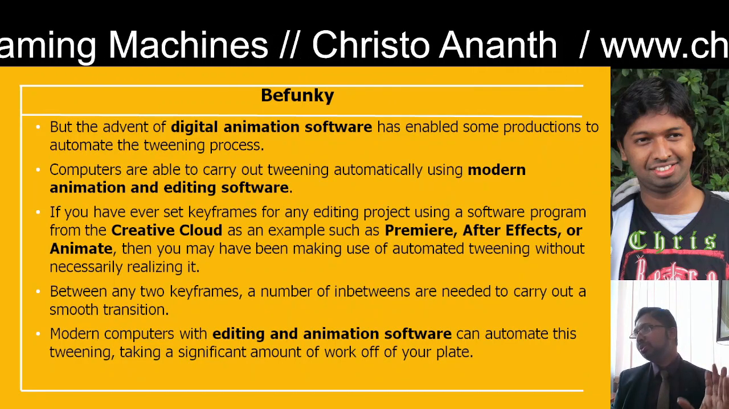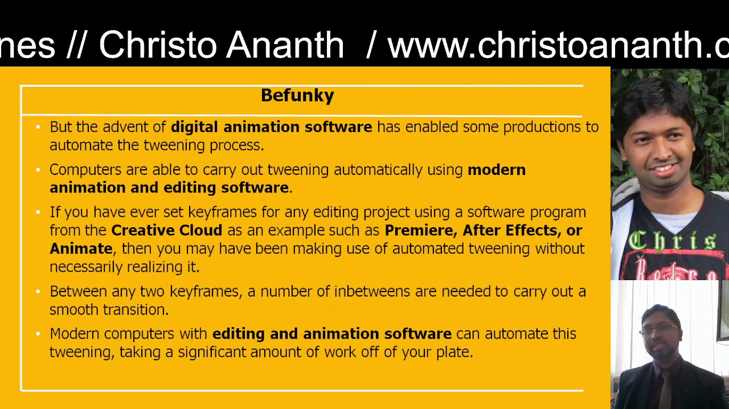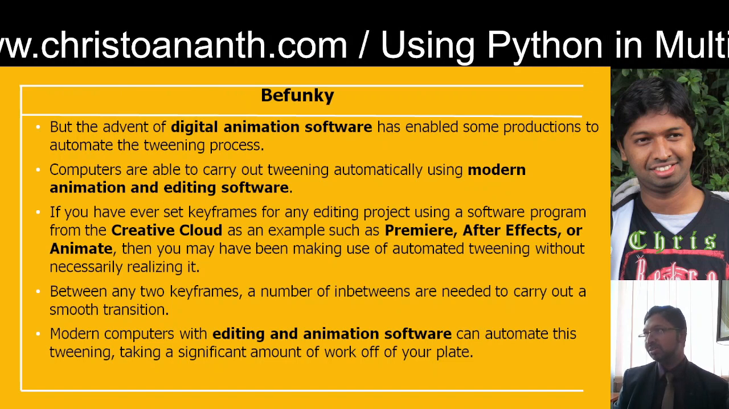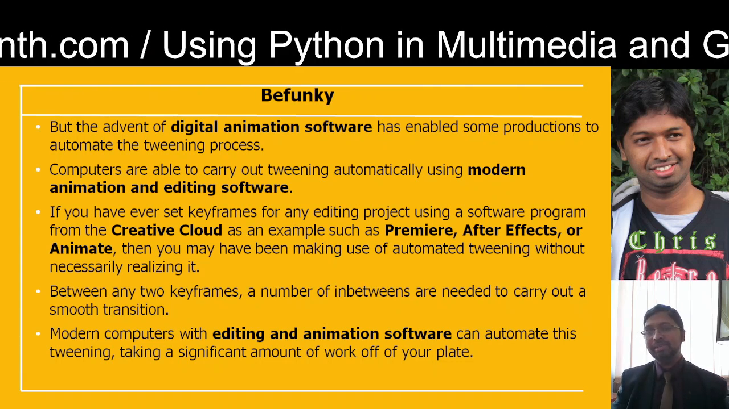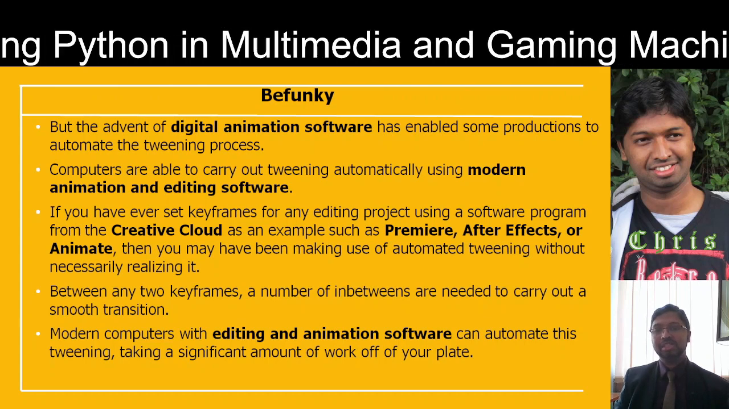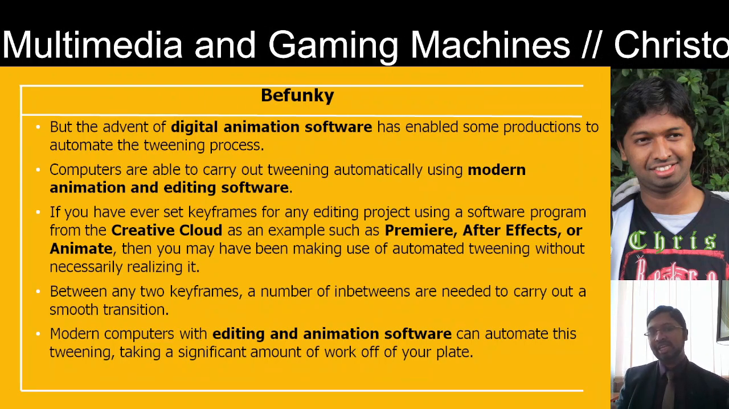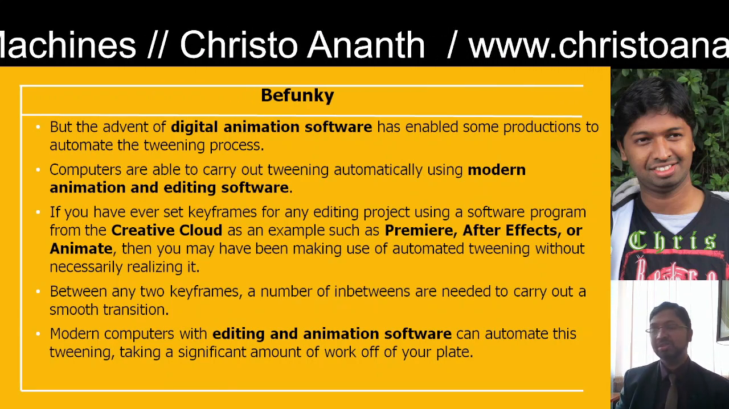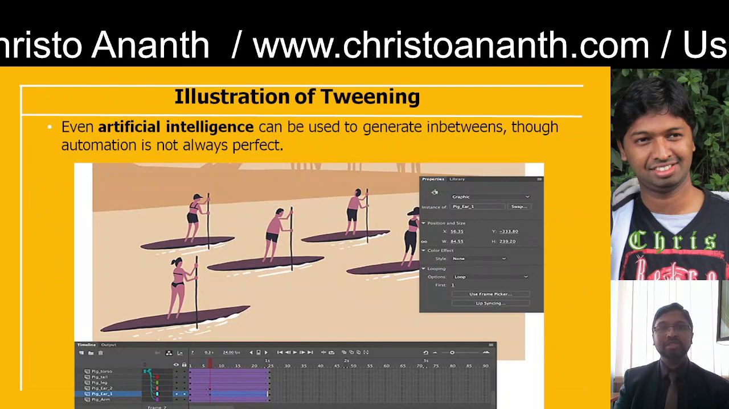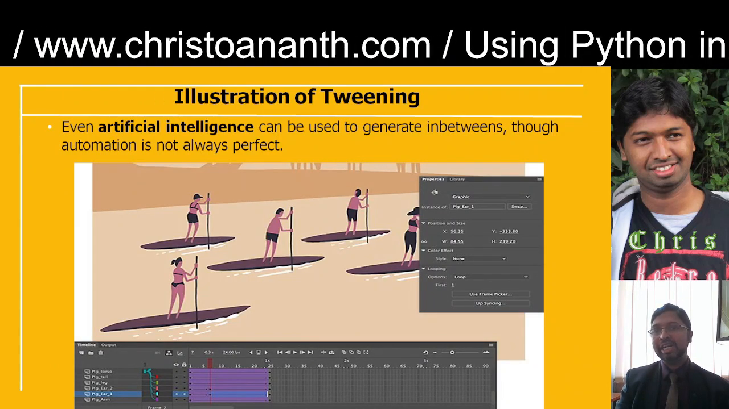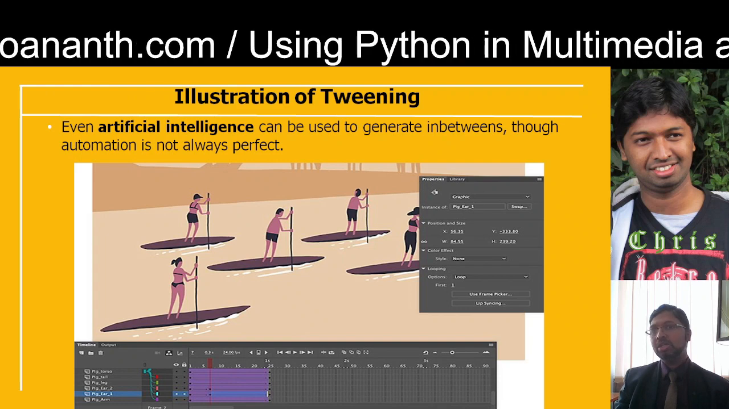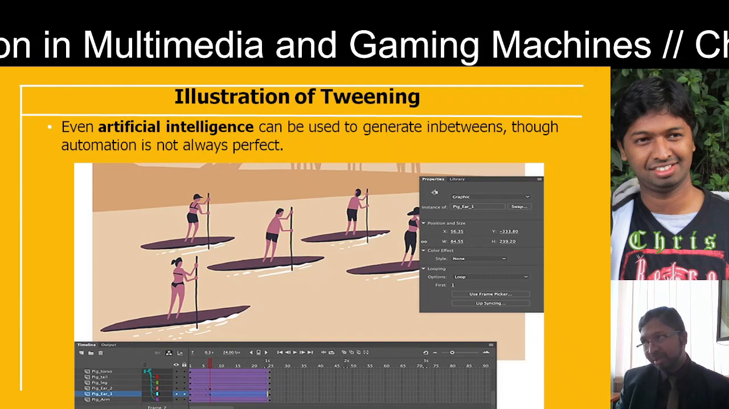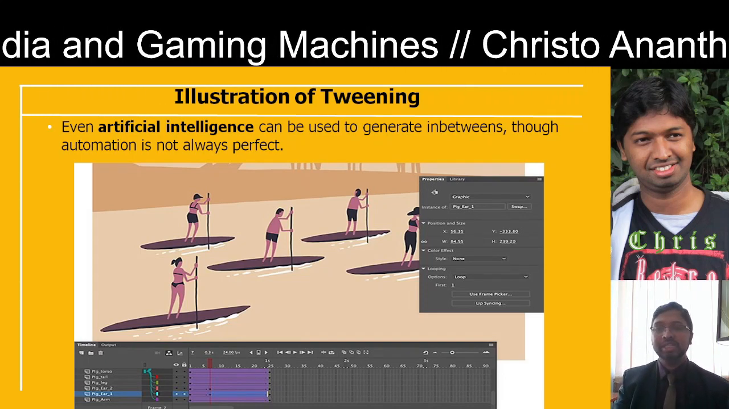Between two keyframes, a number of in-betweens are needed to carry out a very smooth transition. So modern computers, with editing or animation software, can automate this tweening procedure. Definitely, it also takes a significant amount of work on your part. So you have to work much in order to come up with this tweening. So this is the illustration of tweening. Even artificial intelligence can be used to generate the in-betweens, though automation is not always perfect. So sometimes if you work manually, it will have a better characteristic.